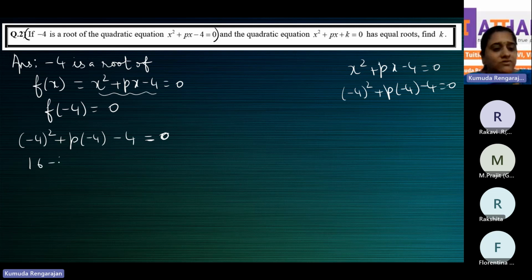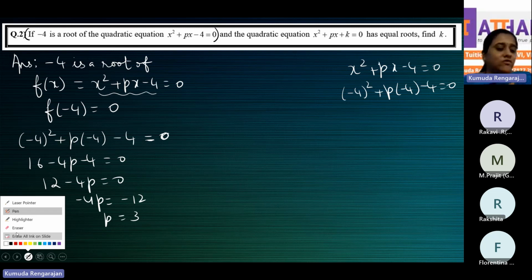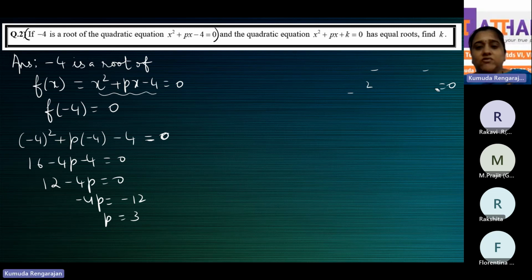Now 16 minus 4p minus 4 is equal to 0. 16 minus 4 is 12. 12 minus 4p is equal to 0. Minus 4p is equal to minus 12. p is equal to 3. So we found the value of p. Now let's read the question ahead.